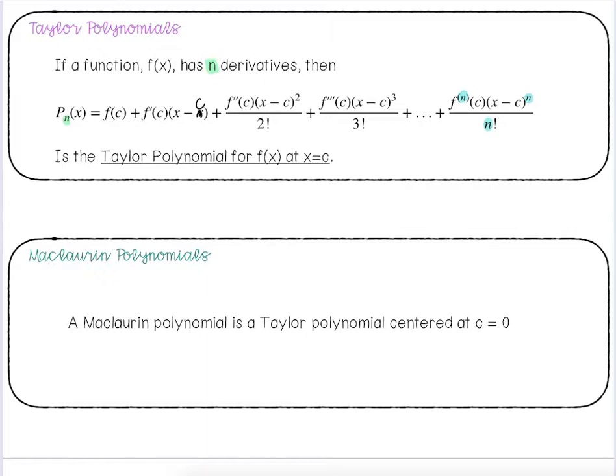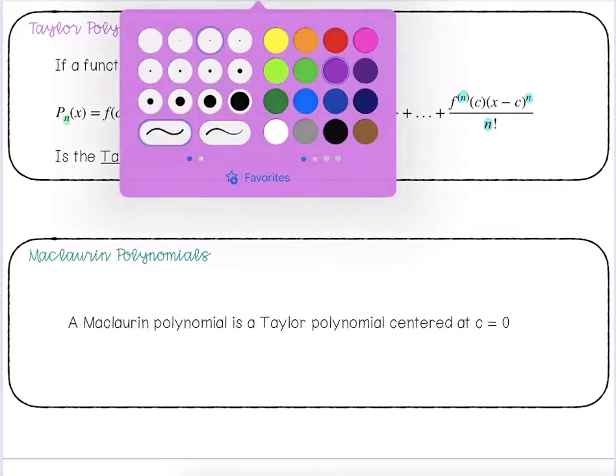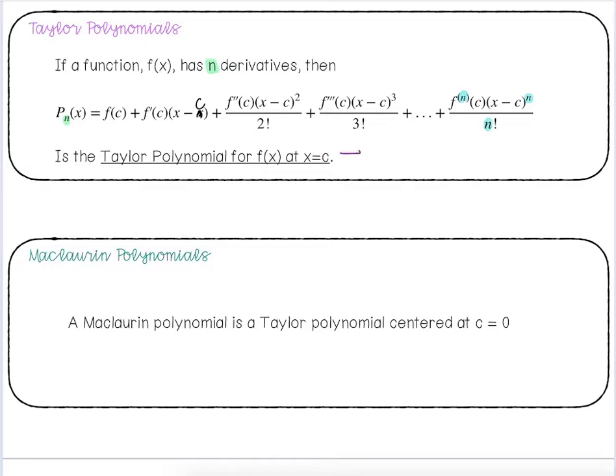And we call this the Taylor polynomial of degree n for f of x at x equaling c. And this is where, right, the polynomial is centered, we say, at x equaling c. So in other words, that's the point of tangency. That's the point where it's definitely going to have the same value as the original function.